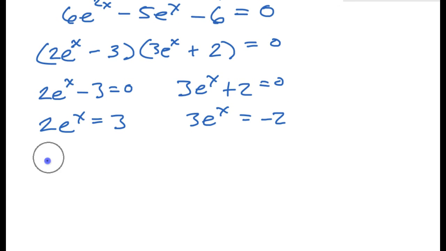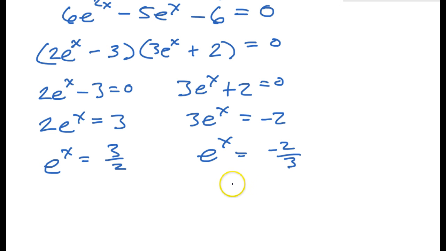Dividing both sides by 2, I have e to the x power equals 3 over 2. Dividing by 3, that's e to the x equals negative 2 over 3. One of these I immediately know will have no solution. What am I talking about? Yeah, this negative 2/3 is not going to work out. There's no power that's going to turn e into a negative number. But we can work the other side.